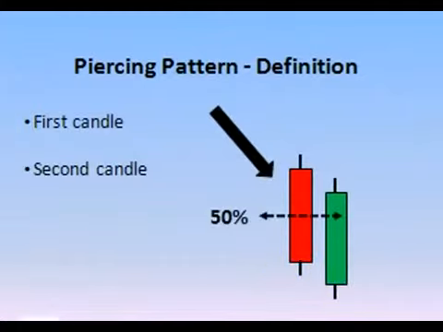And the second green candle then closes above the midway point of the red candle, as shown in this diagram. In other words, the 50% line here marks the midway point between the open and the close of the red candle. So the green candle must close above that point.